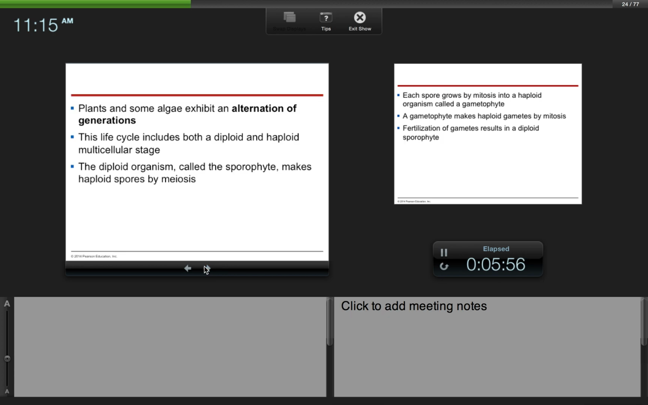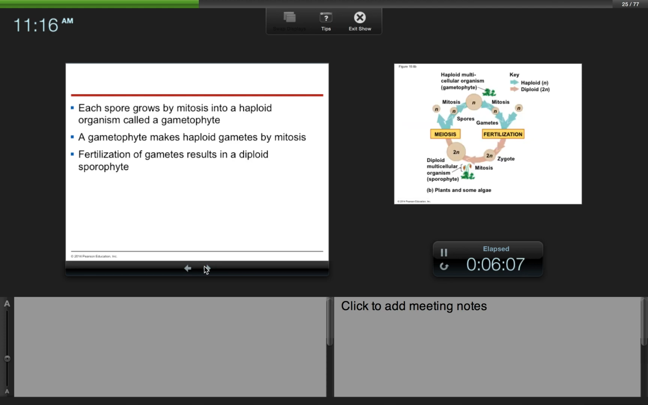Plants and some algae exhibit an alternation of generations. This life cycle includes both a diploid and haploid multicellular stage. The diploid organism, called the sporophyte, makes haploid spores by meiosis. Each spore grows by mitosis into a haploid organism called a gametophyte. A gametophyte makes haploid gametes by mitosis. Fertilization of gametes results in a diploid sporophyte.